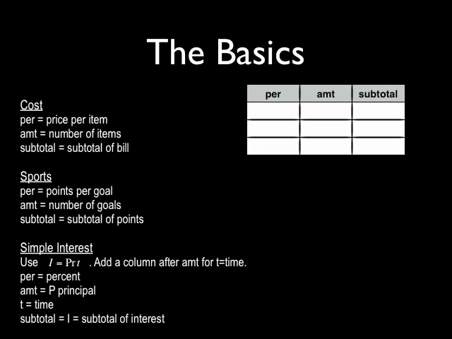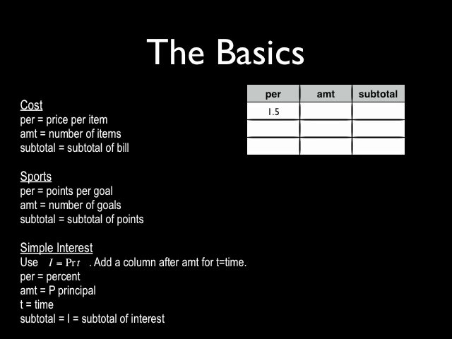So the cost, just the basics. If I'm looking at a cost model, my per would be my price per item. My amount would be my number of items. For sports, my per might be my points per goal. My amount would be the number of goals. For simple interest, my per would be my percent. My amount would be the money I invest, my principal. And I'd want to add on another column for time. You don't need to think of it this way, but for some people it is helpful to think of these as all being subsets of the same problem type.